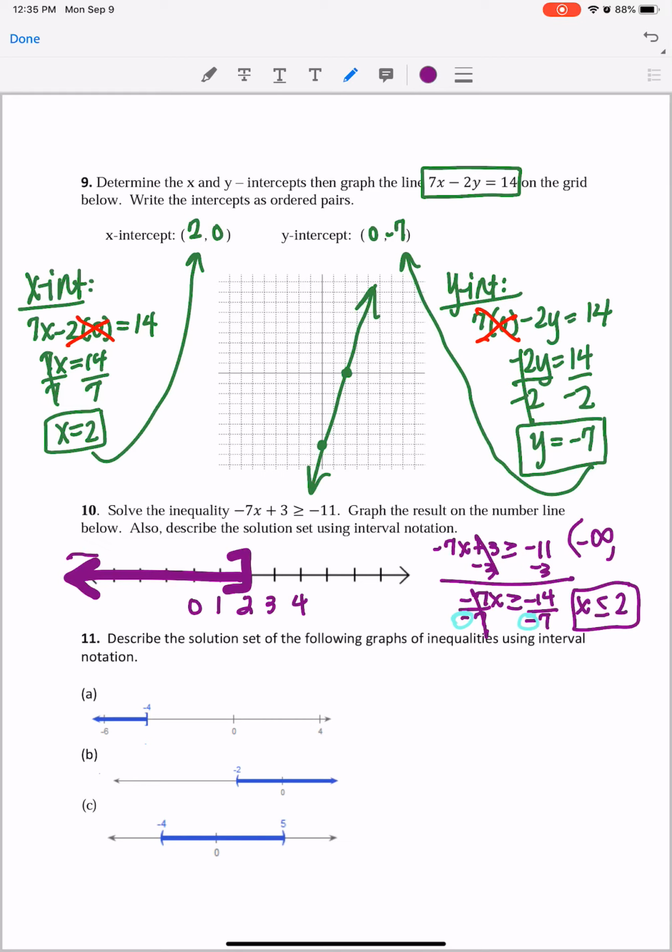And then what's the highest number it's going to? Well, it's got 0, it's got 1, it's got 2, but oh, it does not touch 3. So it goes to 2, and then if this has a bracket, then this also has a bracket.